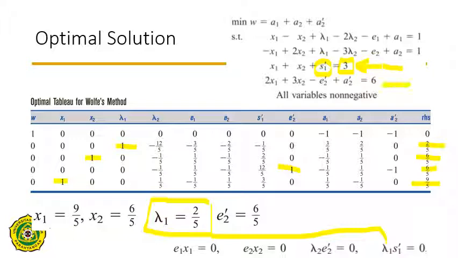For the second constraint, you don't consume everything. You still have excess, right? E2 prime is 6 over 5. That's why you are not willing to pay for an additional unit of that resource. That's why lambda 2 equals 0. It is a non-basic variable. The logic is that if you don't consume all the units of the resource that you have, why would you want to pay for an additional one? So this is the optimal solution for our problem.